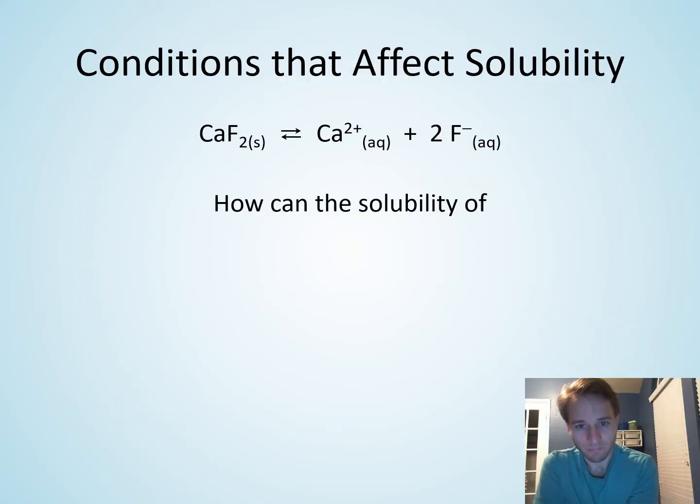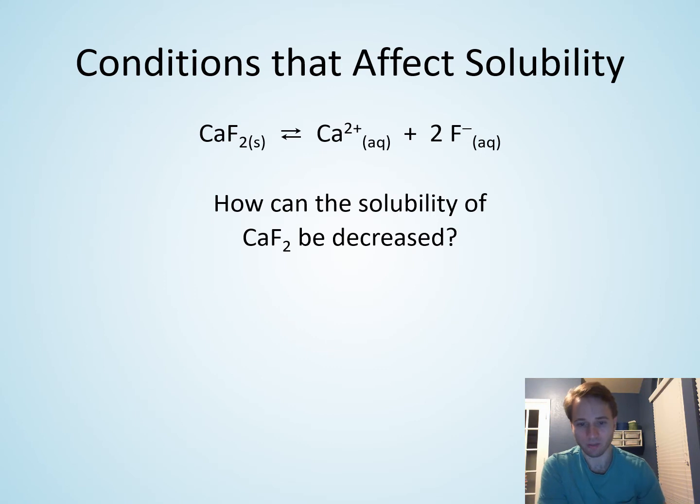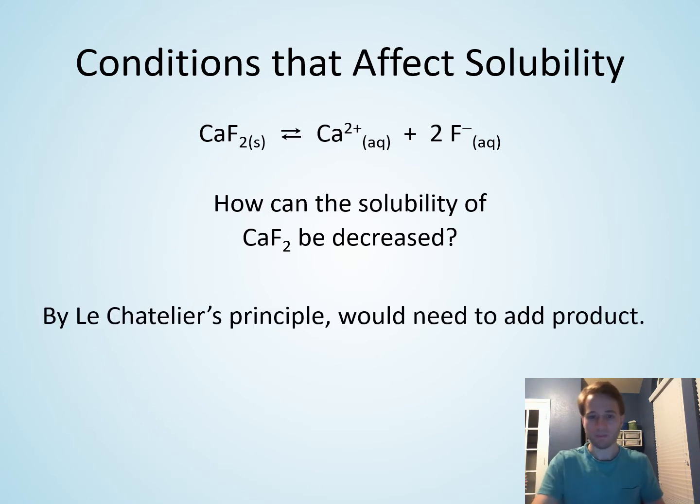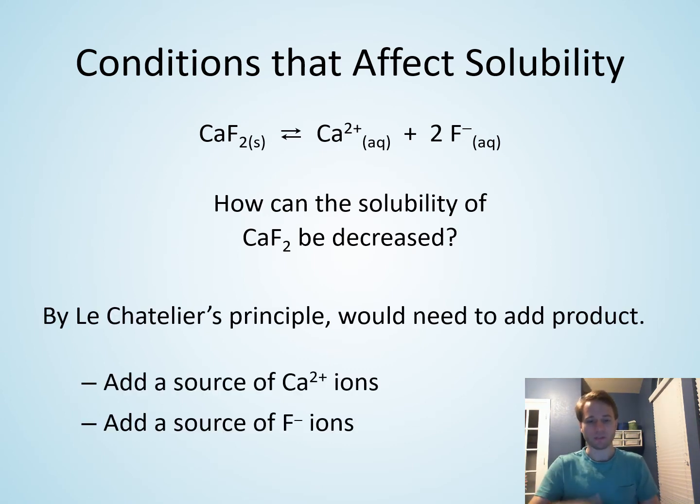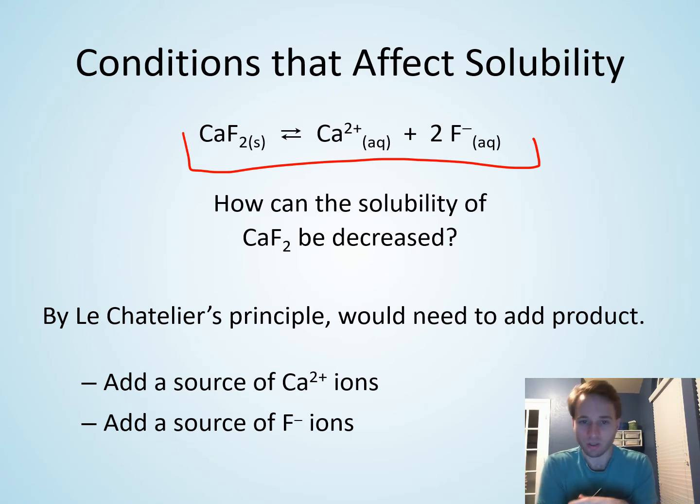Now let's say, how could I decrease the solubility of calcium fluoride? Well, it's the exact opposite way. Instead of removing fluoride or calcium ions, now I want to add calcium or fluoride ions. And this is that common ion effect. So if I add some calcium ions or some fluoride ions, I've added a common ion to this equilibrium reaction, which is going to cause the equilibrium to shift to the left. And I'm going to form more solid, and the solid's going to become less soluble.